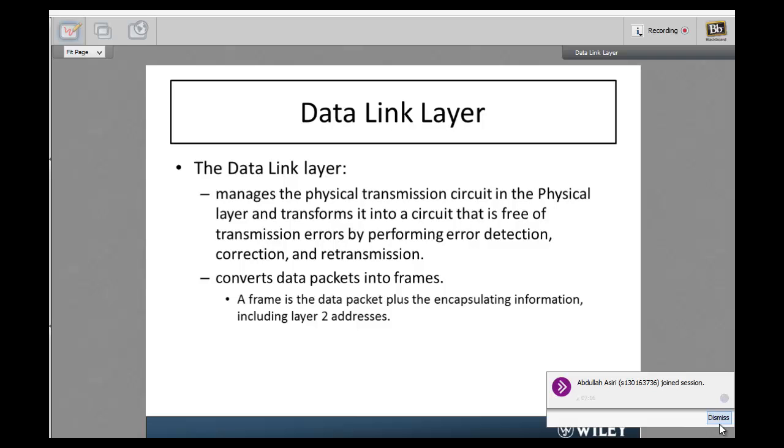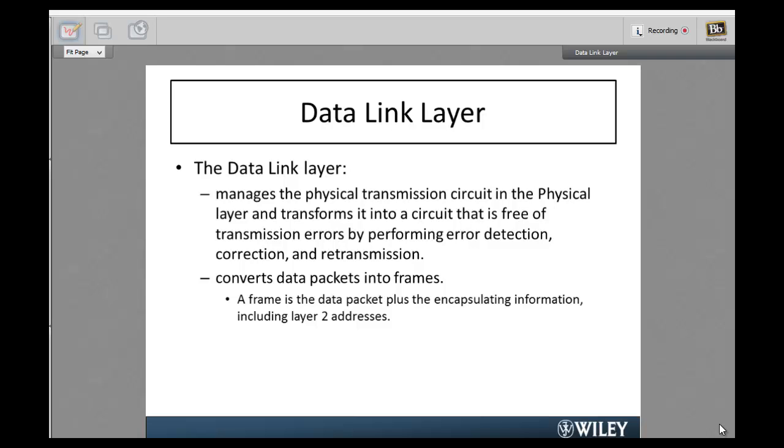For a scheme like this, it would detect at most one error. It cannot detect more than that. This is only to give you an idea of how error detection can work in this layer, the data link layer, and the correction or retransmission would be the process of correction.